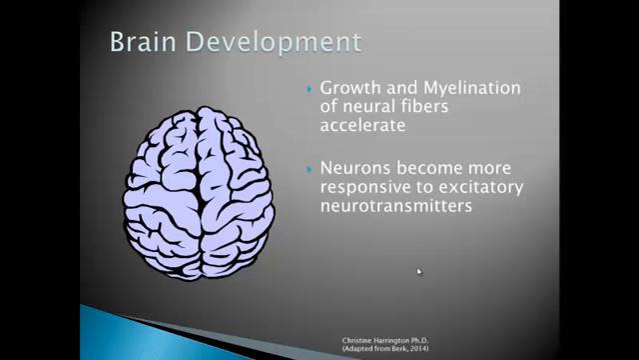The other issue that happens is that our neurons can be more responsive to excitatory neurotransmitters. So what an adolescent will often do is respond in a very intense way. It might be a really intense happy or a really intense sad, a little bit more so than maybe during other developmental stages. And it's partly due to what's happening with the brain during this stage and developmental period. So when they experience an event, they're just experiencing it in a more intense way.